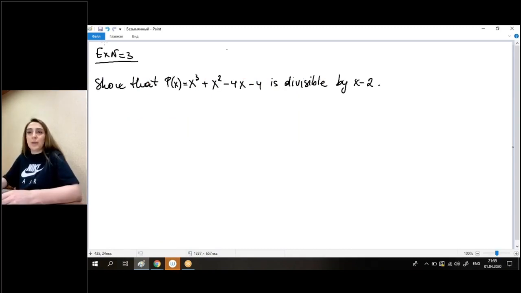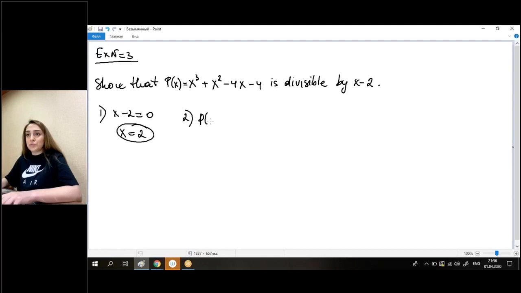Now, example number 3. We need to show that the polynomial p of x, x cubed plus x squared minus 4x minus 4, is divisible by x minus 2. First, we need to solve the equation x minus 2 equals 0, and then we will get that x equals 2. The second step, we must substitute 2 in place of x in our polynomial.